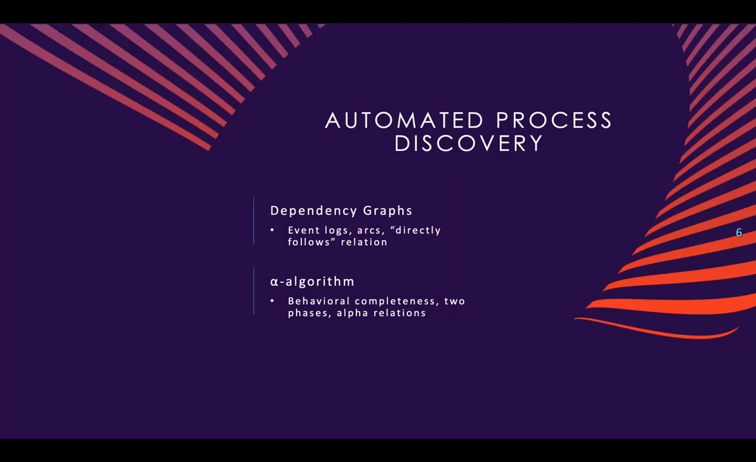The alpha algorithm is also a part of automated process discovery. The algorithm in itself is simple, but makes one critical assumption, which is behavioral completeness. This occurs when a task can be followed directly by another task. The algorithm works by splitting the process into two phases. First, an extraction of order relations, which are tasks made up of pairs which follow each other in a log.